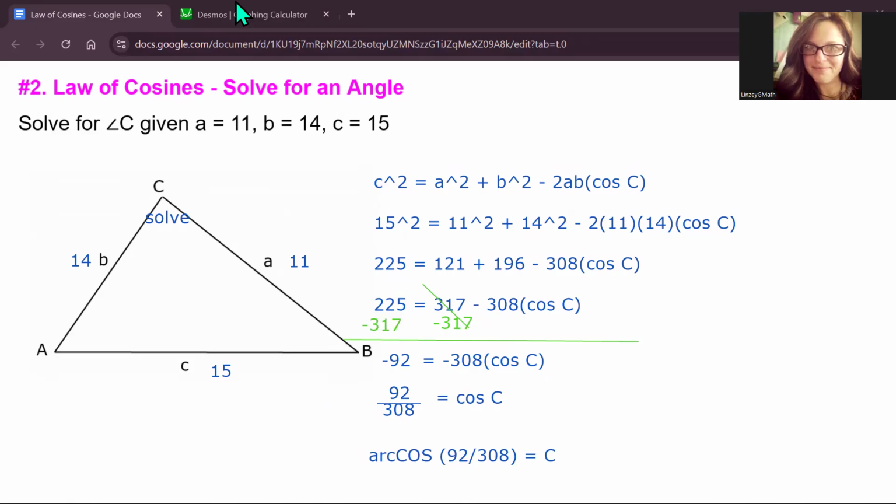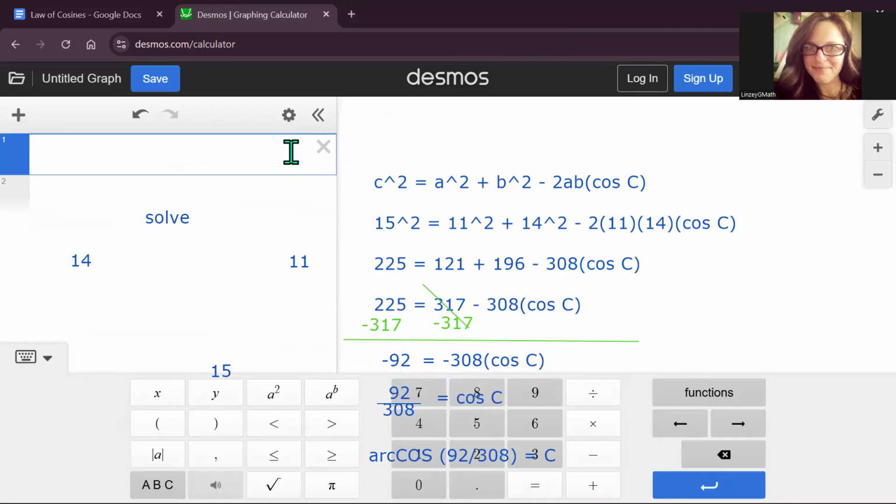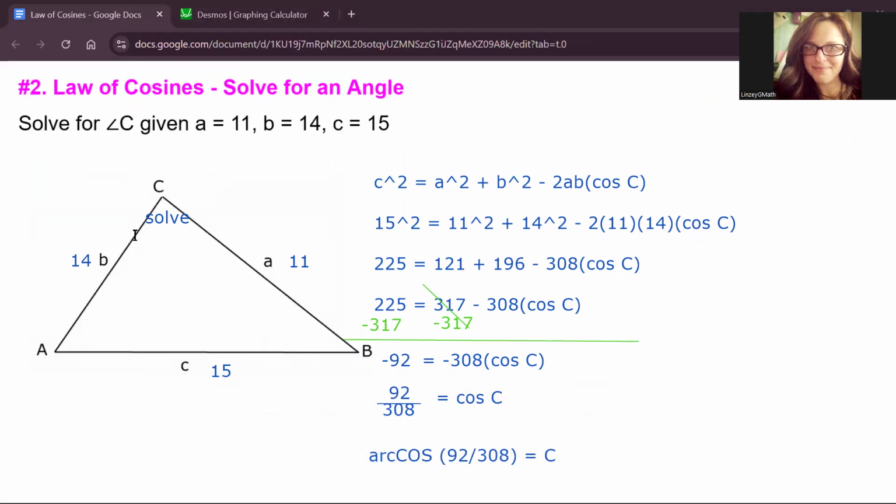And we'll pop that in the calculator here. Arc cosine of 92 divided by 308. And we get 72.6 degrees. 72.6 degrees for angle C.